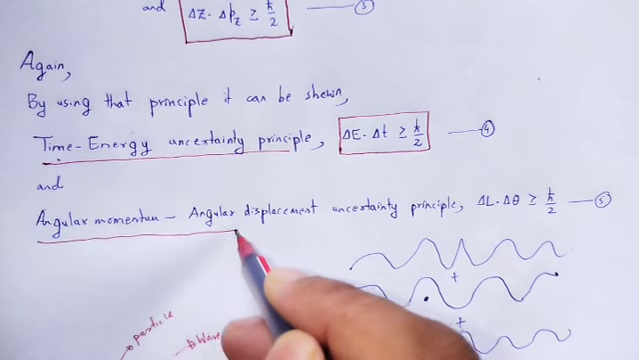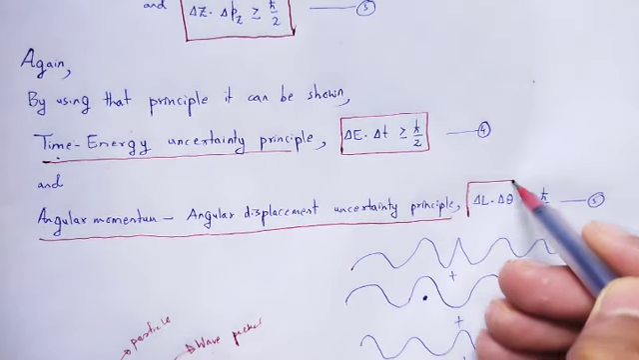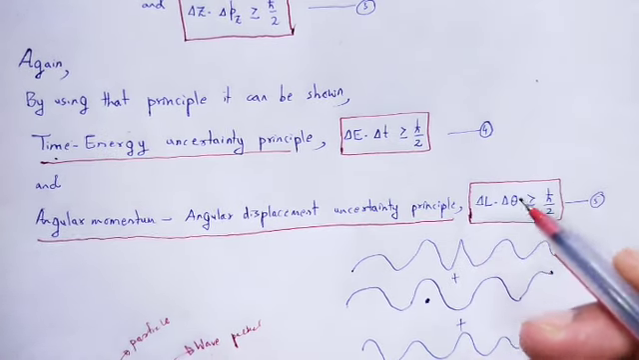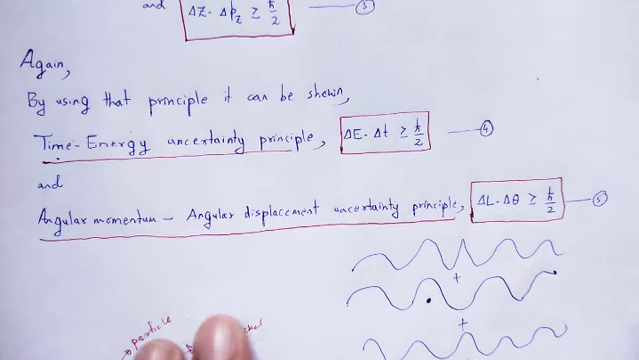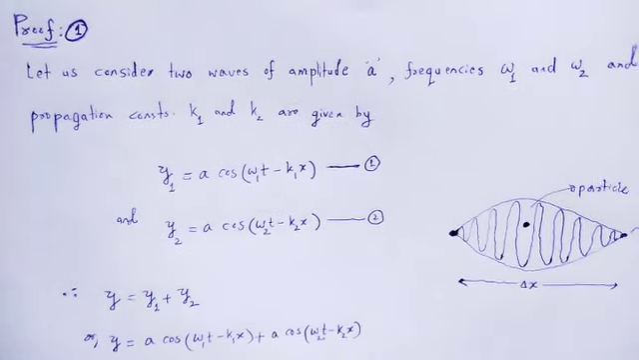Angular momentum and angular displacement: del L dot del theta is greater than or equal to h cut by 2. Let us prove these uncertainty mathematical relations by taking the concept of wave packet. Proof.